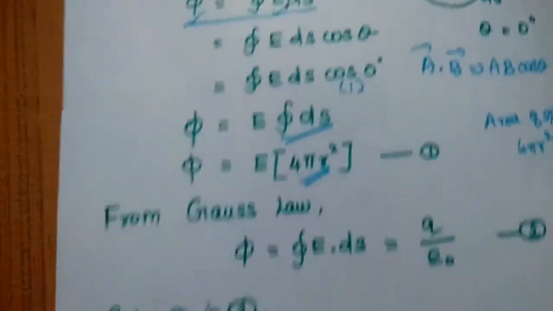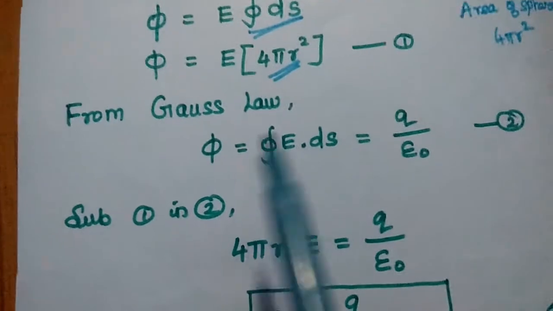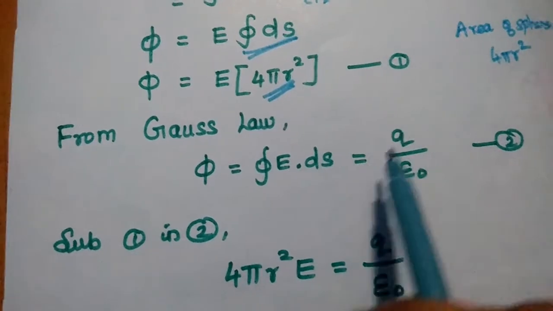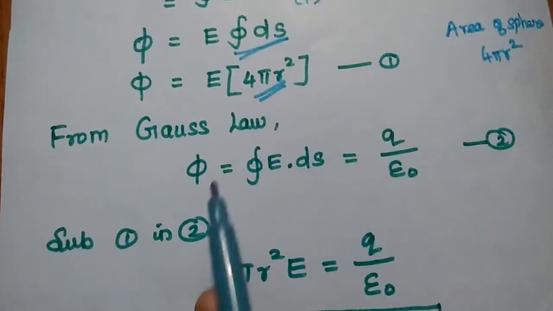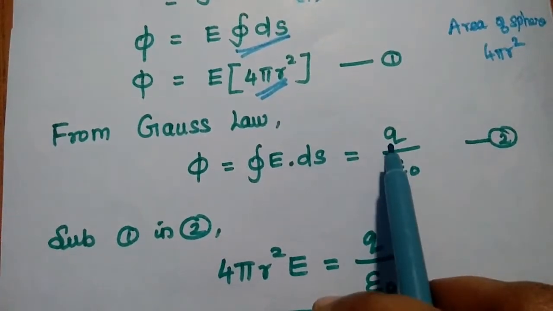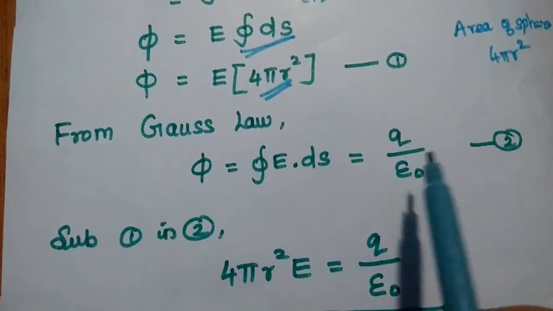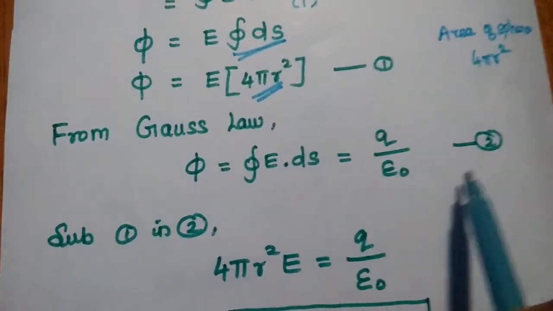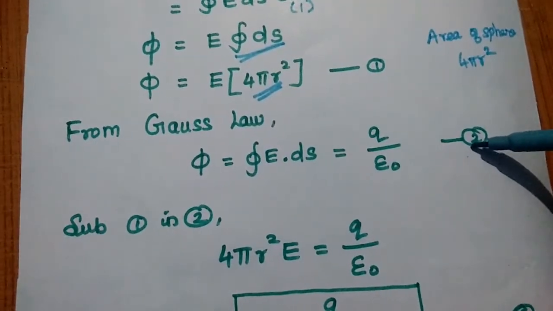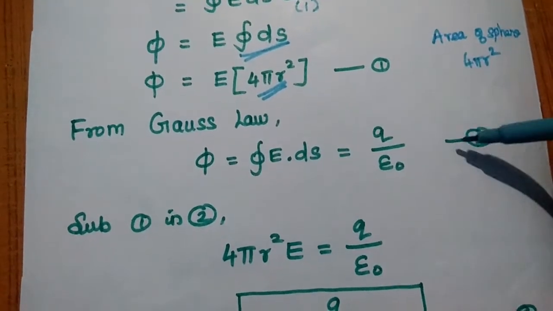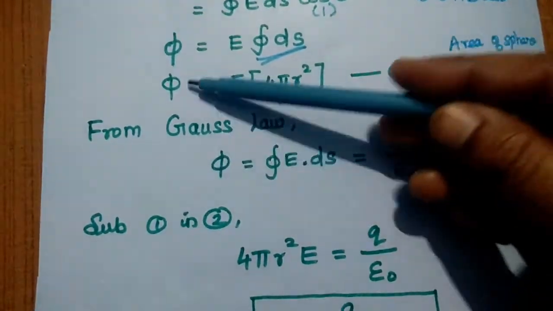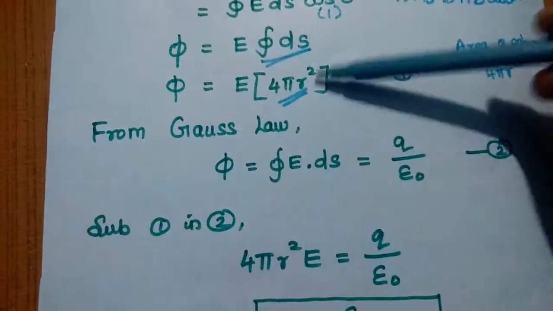Next, from Gauss law. What is Gauss law? Phi is equal to the surface integral of E dot ds, which is equal to q by epsilon naught. Correct. By Gauss law, the total flux is equal to 1 by epsilon naught times the total charge. So phi is equal to q divided by epsilon naught. We can consider this as the second equation. Now we are going to substitute the first equation in the second equation. The left hand side, phi and phi, are both equal.